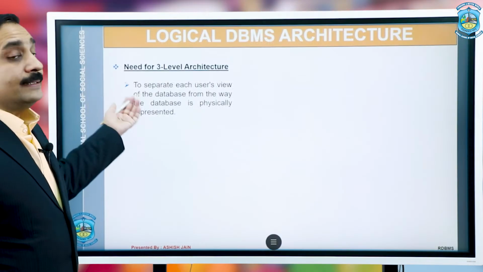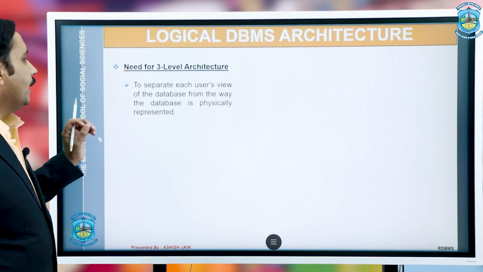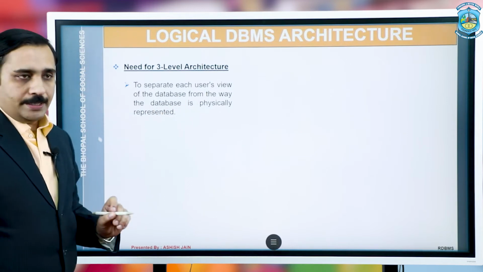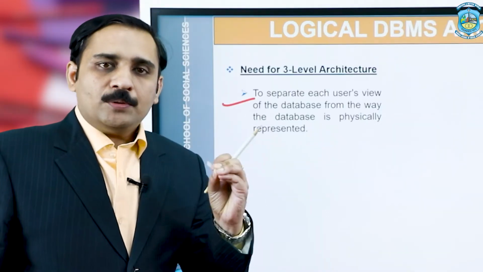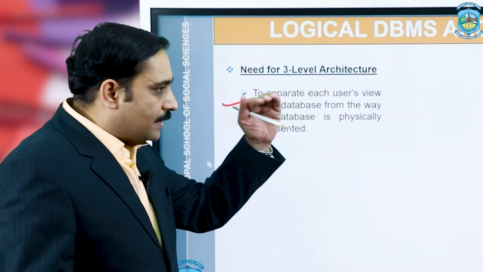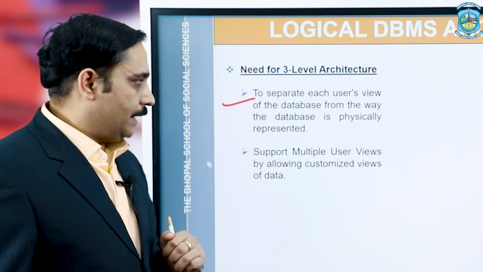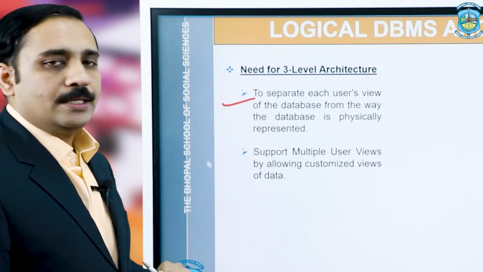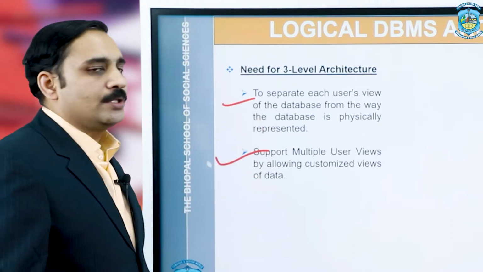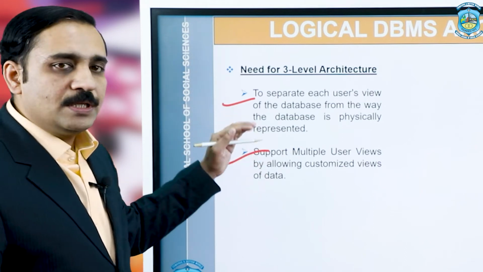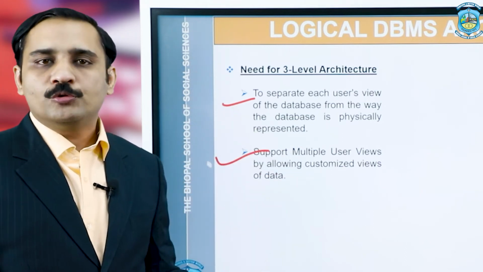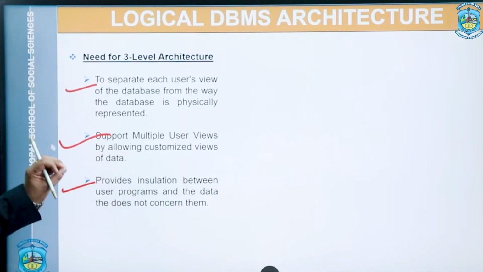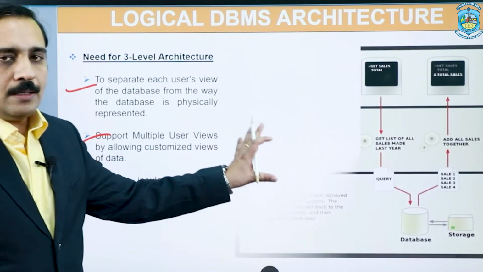So, why is there a need for this three-layer architecture? The first important need is to separate each user's view of the database from the way the database is physically represented. It means that based upon the type of users using this database, we have classified different levels of access to ensure the security as well as the consistency of the data stored in the database. It supports multiple user views. By using different views or different levels, we can support multiple users and multiple views of the same data. It also provides insulation between user programs and the data concerned with them. This is the brief architecture of it.